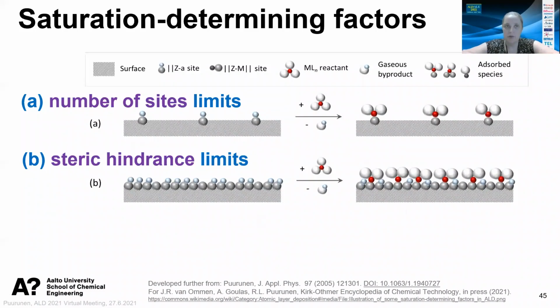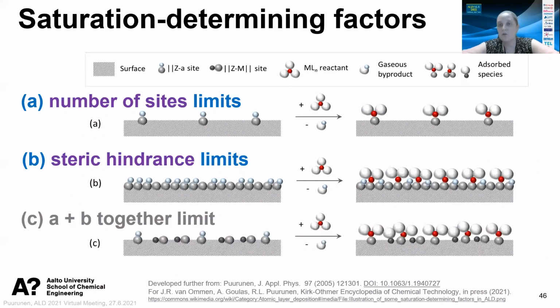Saturation determining factors: the number of sites can limit. If you have a certain number of sites and you react with all of them and you can't react anymore, that would be one case. But you can also have lots of sites on the surface that you can't access because the chemisorbed layer already blocks access to them. In that case, steric hindrance would limit. You can also have a combination of these two. To my understanding, the trimethyl aluminium water process is behaving like case C here.